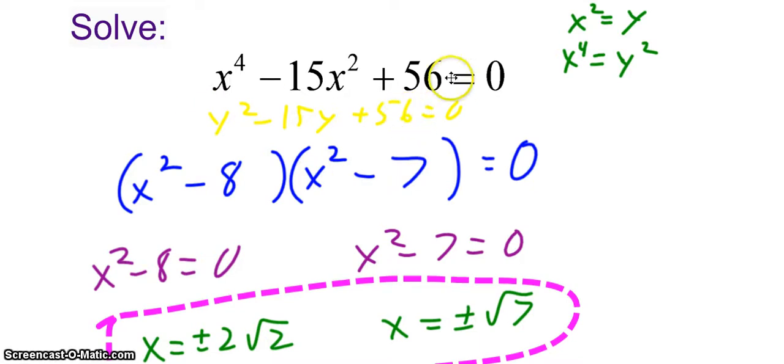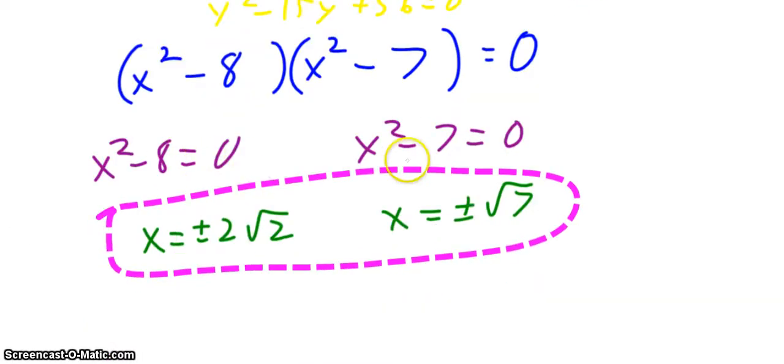Or if you recognize that, instead of writing out the substitution, you can just go ahead and factor it. x squared minus 8 and x squared minus 7 equals 0. Set each factor equal to 0 and solve. Don't forget the plus or minus. We do not have to check for extraneous solutions here, so these should all be good.